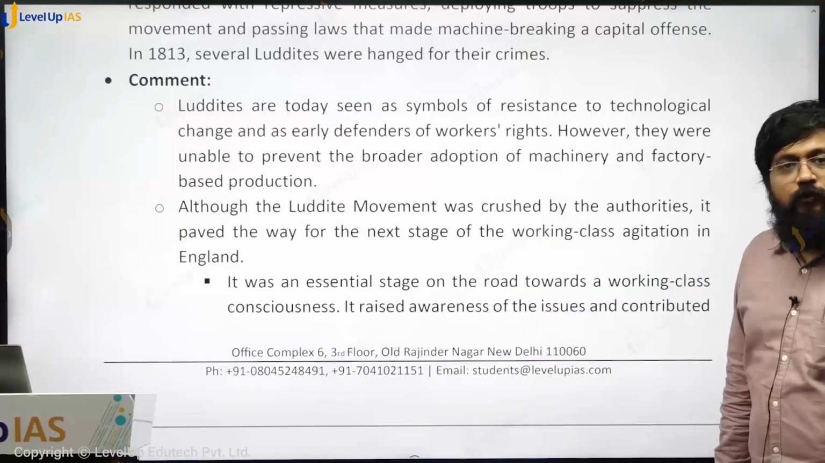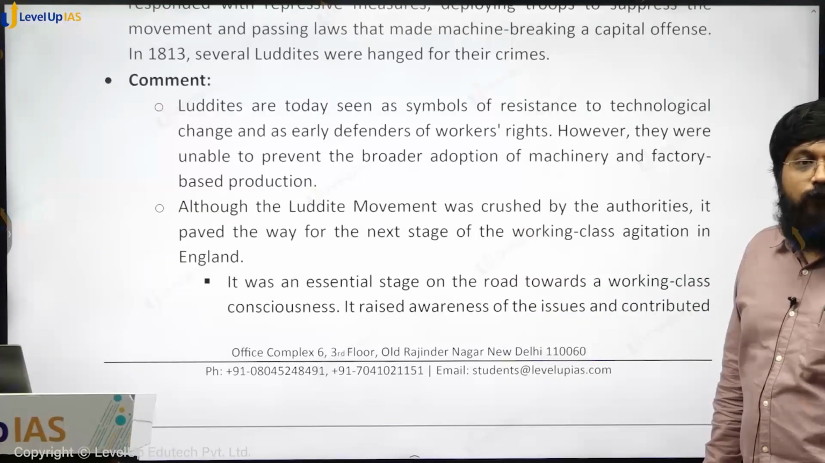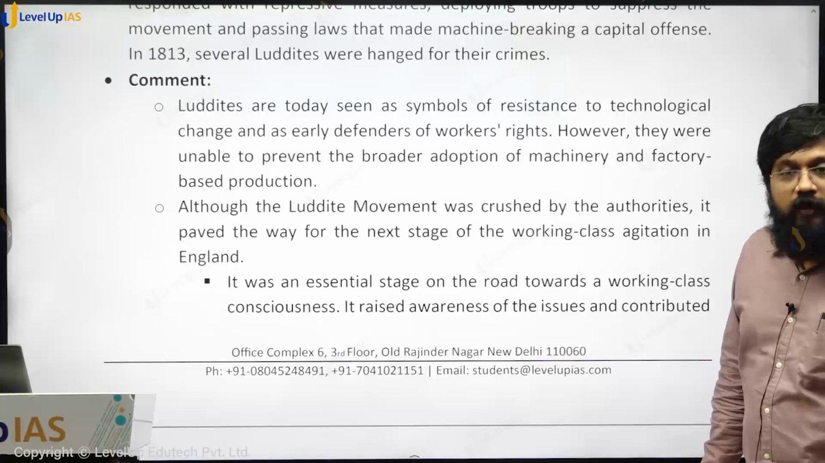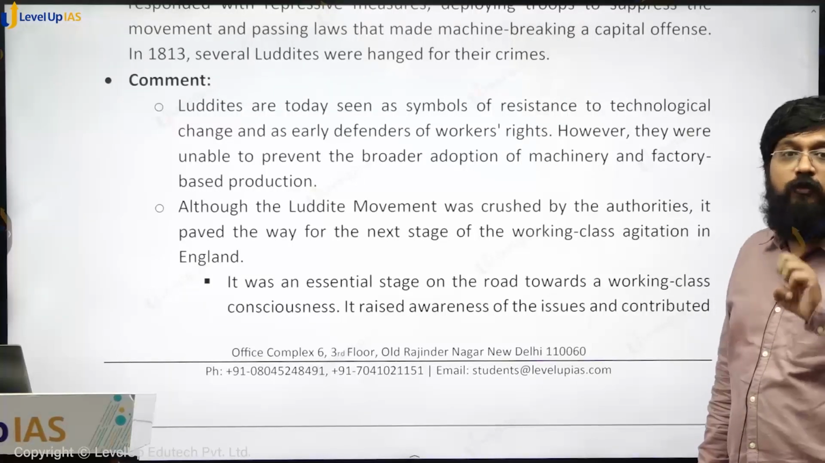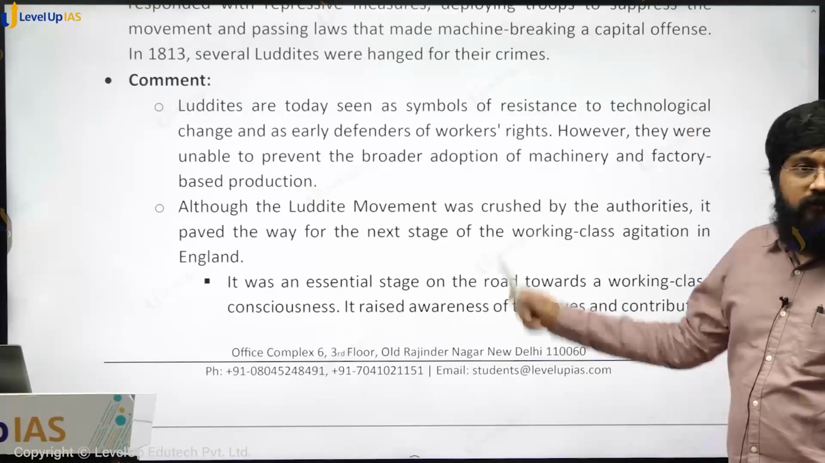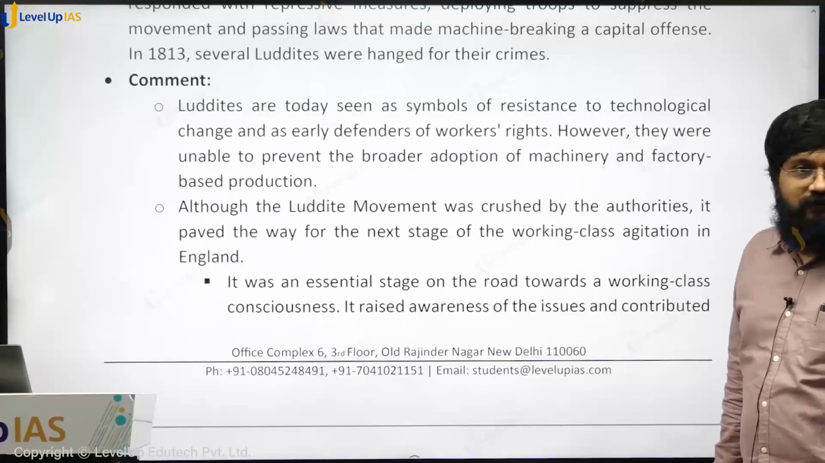You cannot oppose technological change. You have to adapt to it. You have to go one step ahead. You have to modify technology as per your need, or else you will succumb to the history.